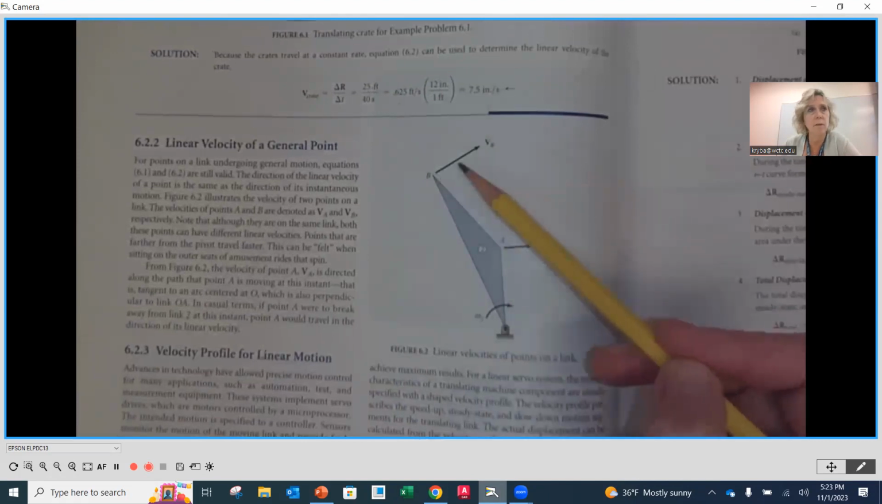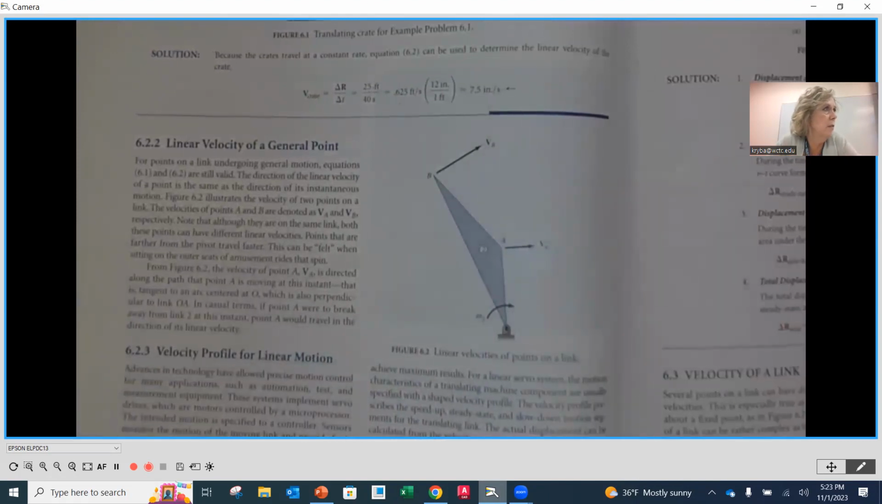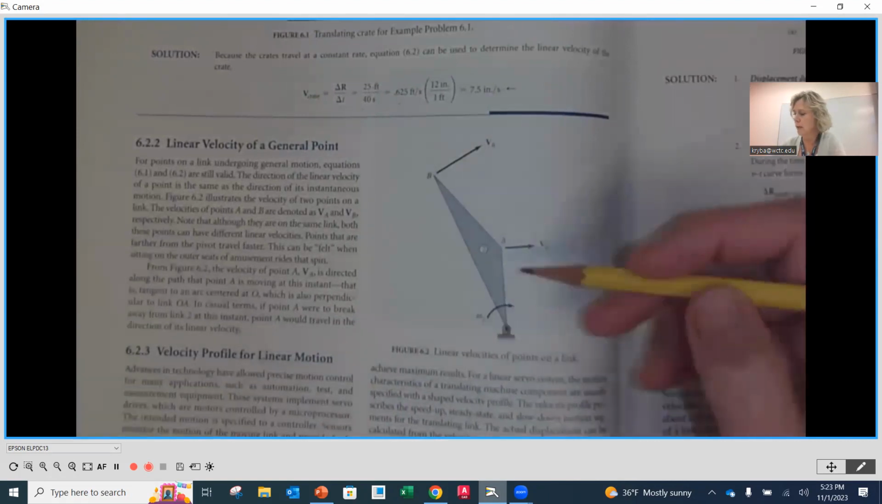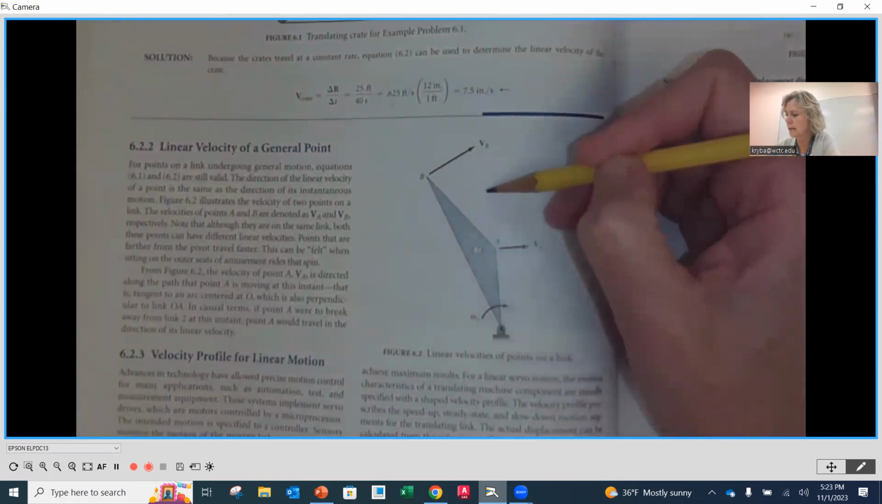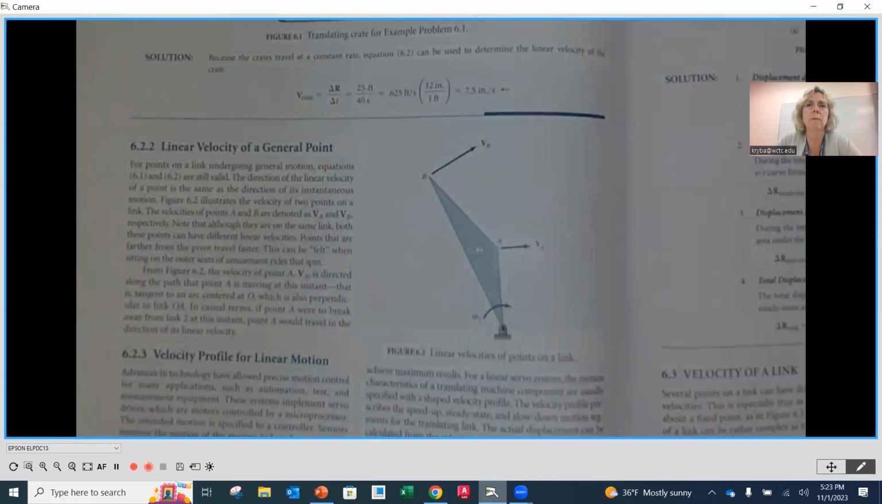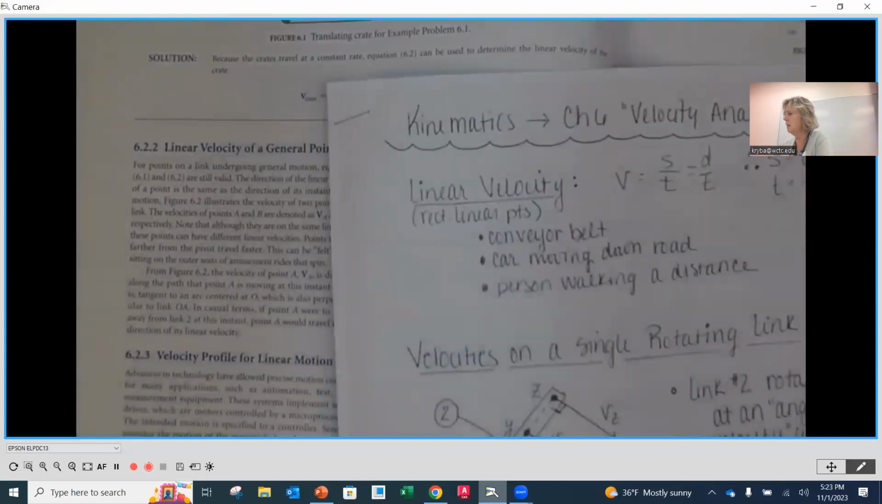The top one up here is identified as velocity B, and the lower one is velocity A. As we look at each one of those points, notice that the length of vector A is shorter than the length of vector B. That's because of what we just said. The further we get away from the center of rotation, there's a proportional relationship, and the maximum velocity is going to occur at the furthest point away, and then gradually get less and less as we move towards the center of rotation.